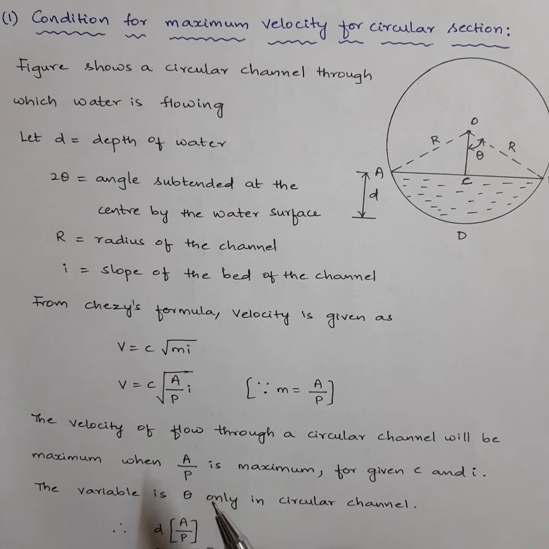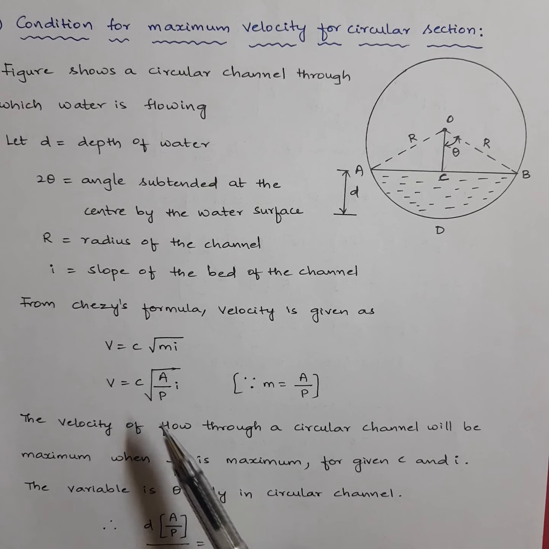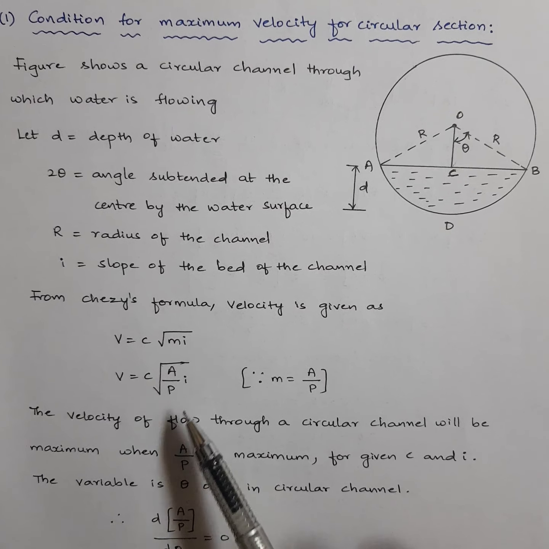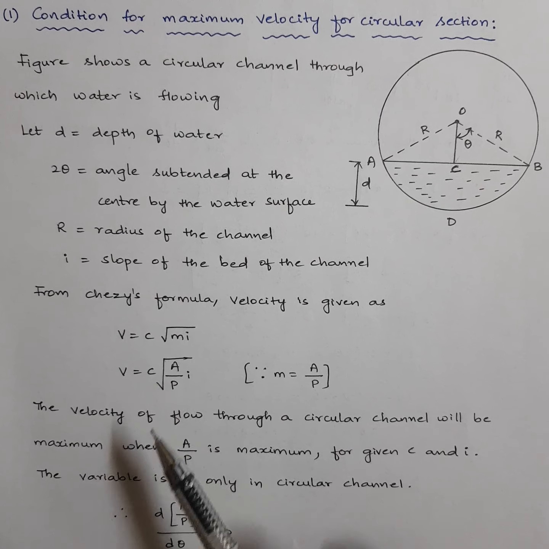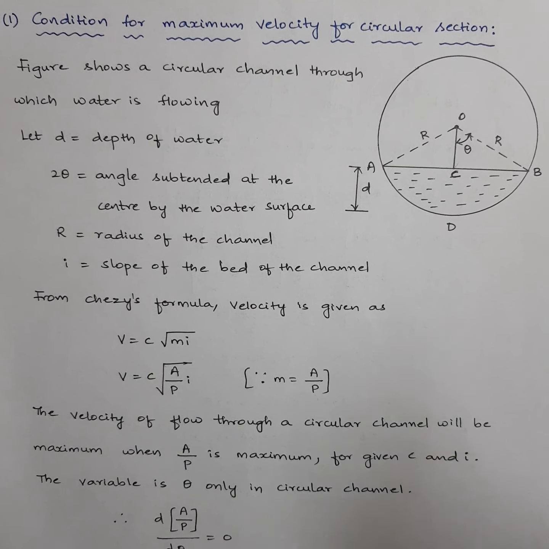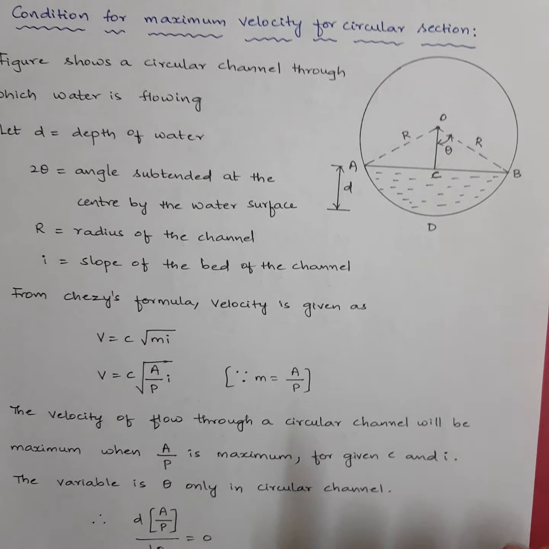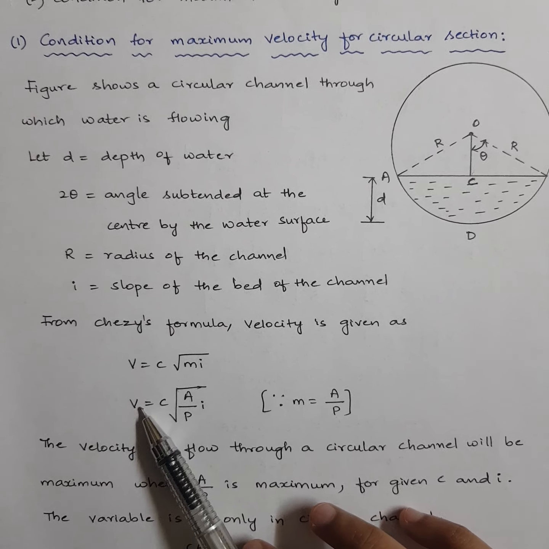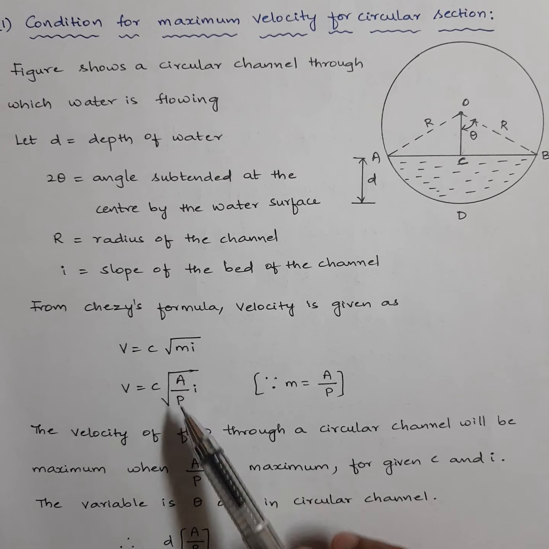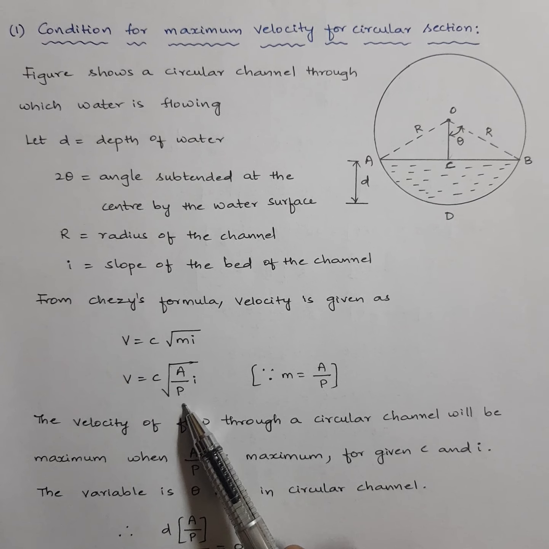Chezy's formula. So from here v is equal to c into root of m, what is m? Hydraulic radius. So substitute a by p. So v equals c under root of a by p into I. Now see here, c is constant, I is also constant, right? You will fix the bed slope before you are laying the channel. So your velocity is now dependent on whom? A by p. Since c and I are constant, your velocity is dependent on a by p.